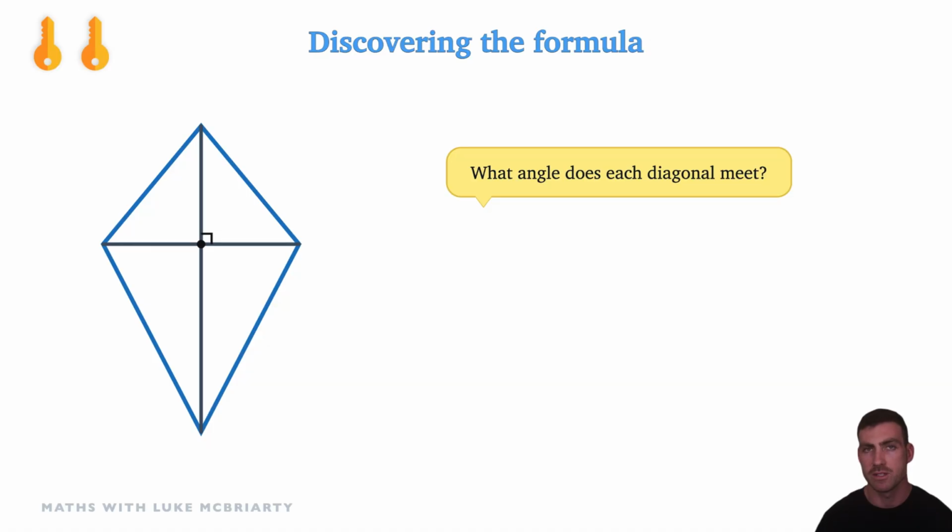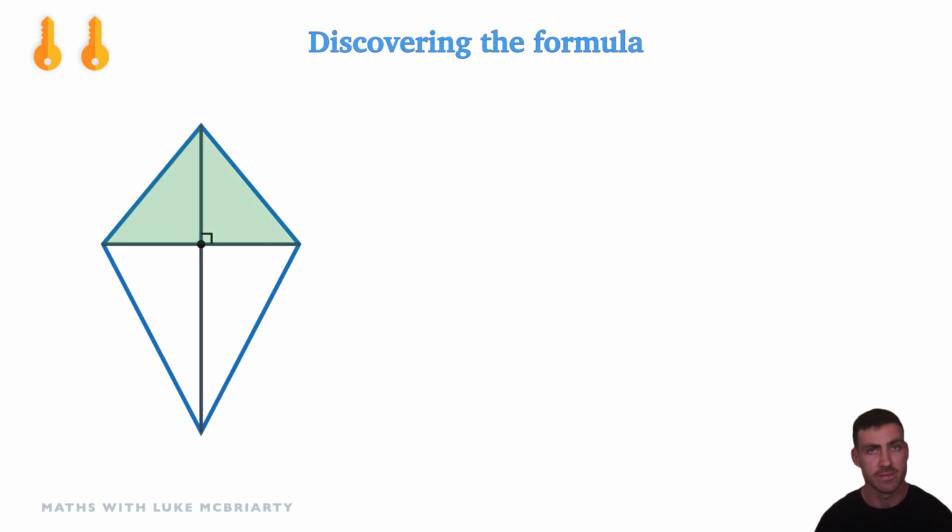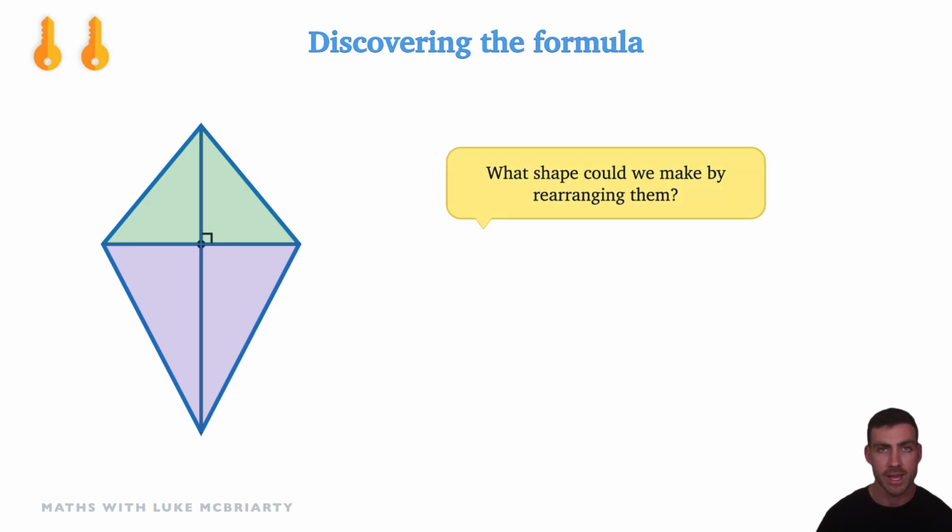Now let's focus back to the kite. Can you see this triangle? There is another triangle that is exactly the same size and shape over here. The same is true for the other two triangles. Since they're congruent, we can move them without changing the total area. So here's the challenge. What shape could we make by rearranging them?